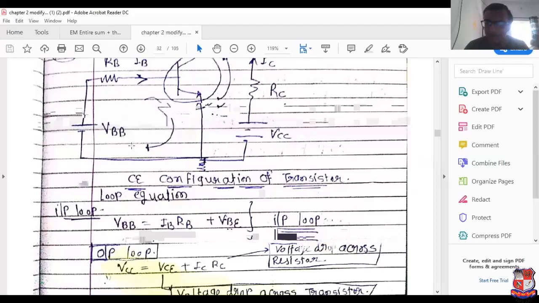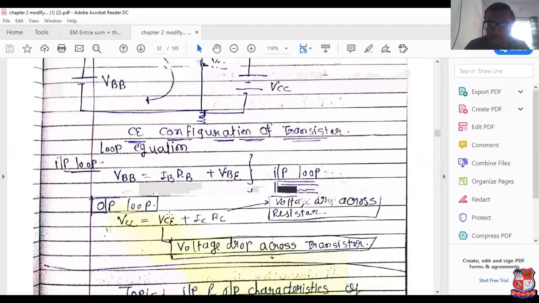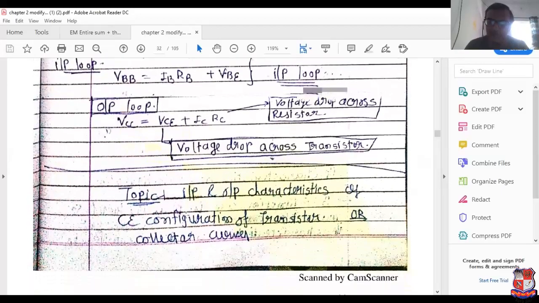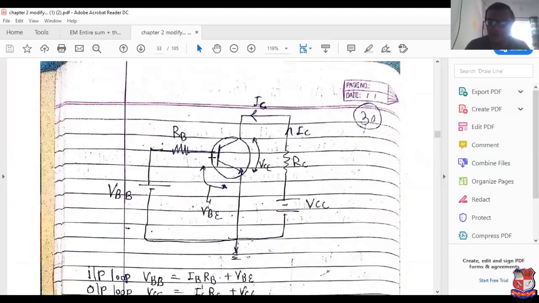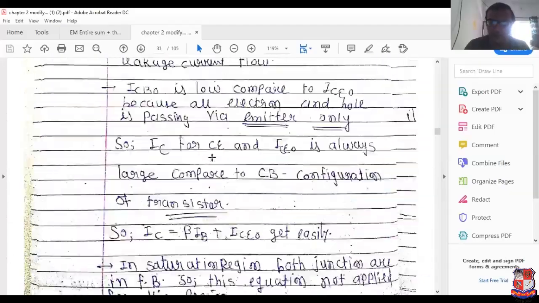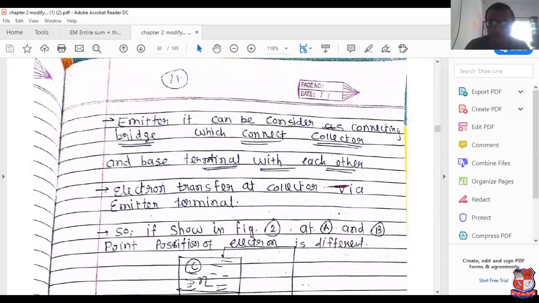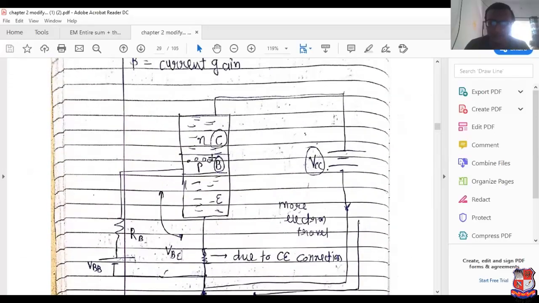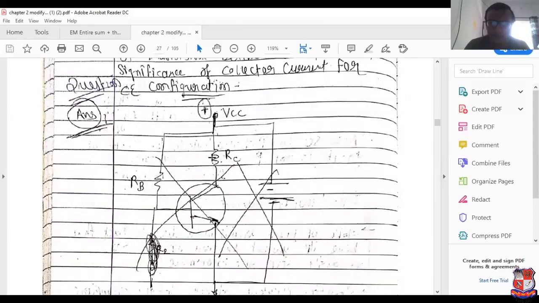So the input loop equation: VBB equals base current IB times RB plus VBE, the voltage drop across base to emitter. And the output loop equation: VCC equals VCE plus IC RC. So these are the loop equations related to the common emitter configuration of the transistor, and this is the correct explanation.